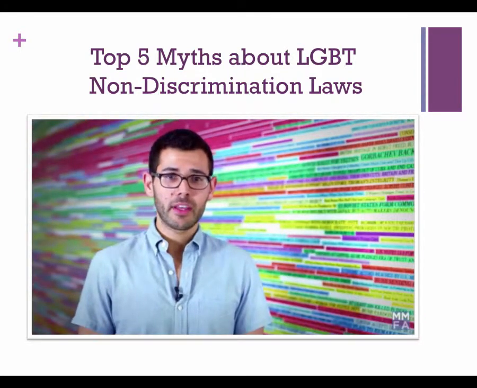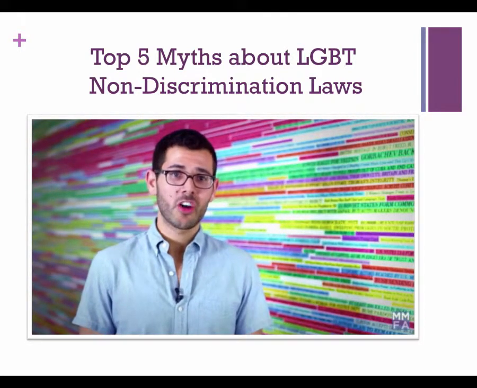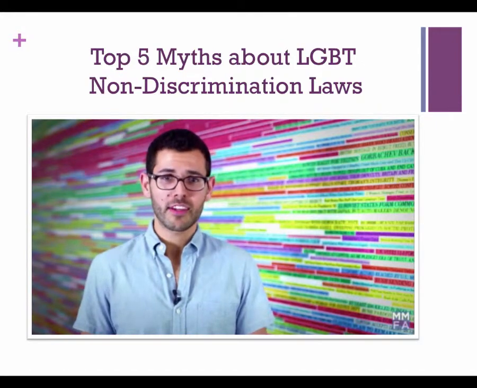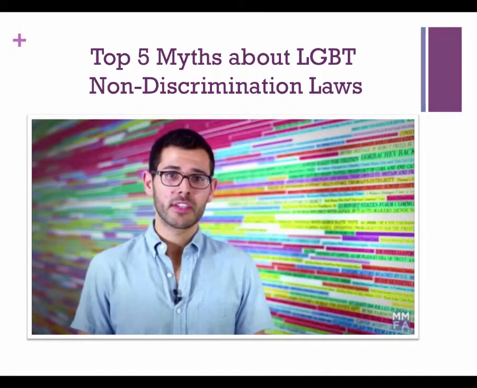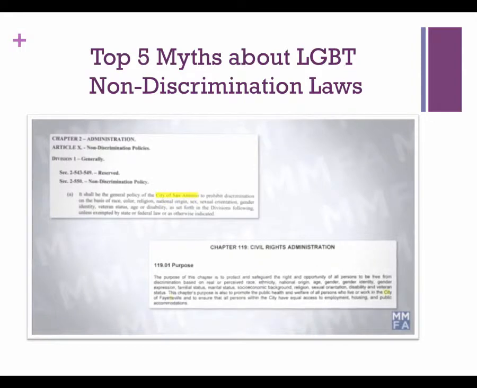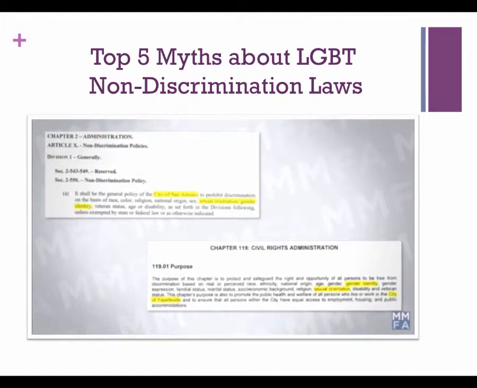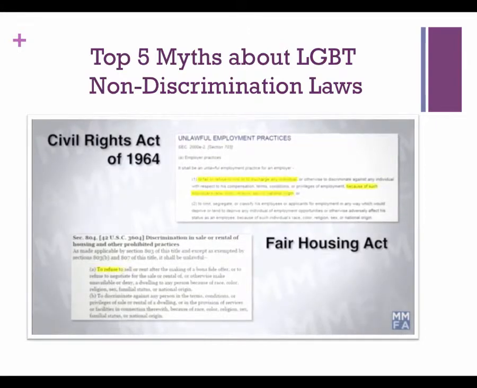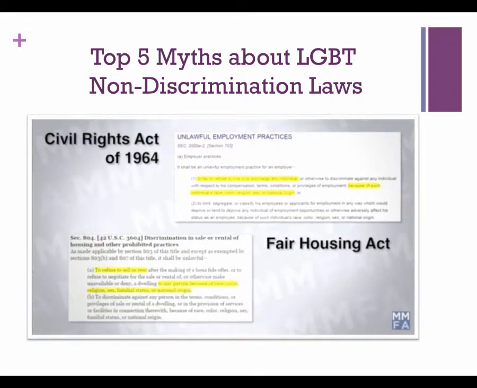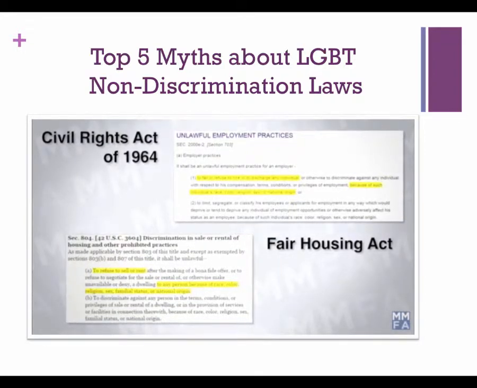Non-discrimination laws typically just give LGBT people the same protections that already exist for other marginalized groups, like African Americans, women, and people with disabilities. In cities like San Antonio and Fayetteville, for example, the city government just added the phrases sexual orientation and gender identity to the existing list of groups protected by the city's non-discrimination law. These special rights are identical to the protections that already are offered for race, sex, and religion in federal law.